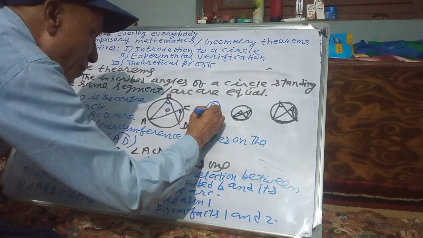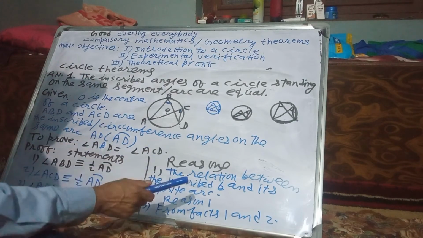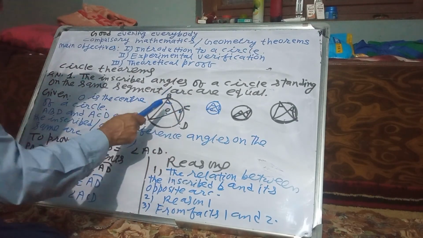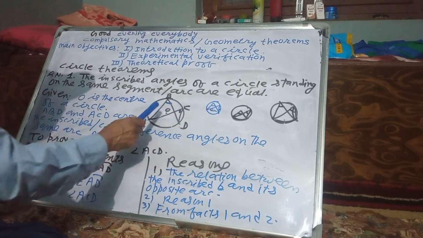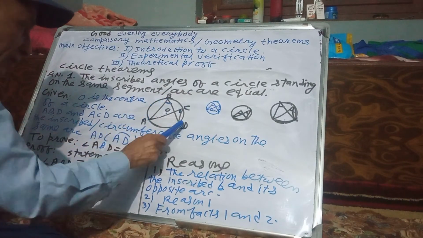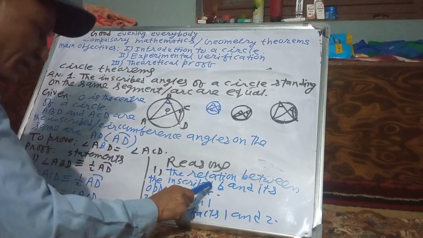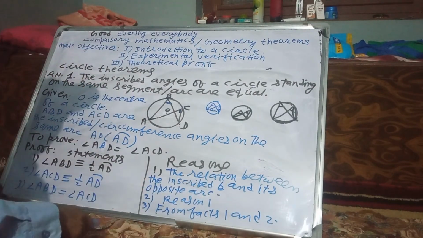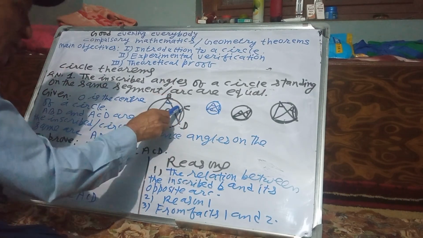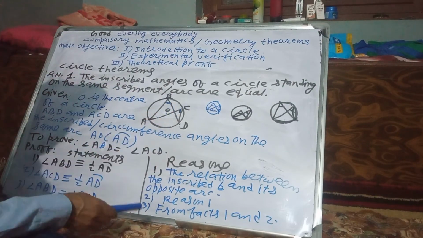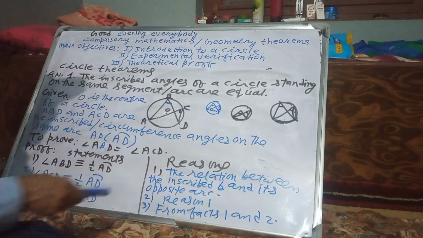This angle equal half of this equal half of this, and they are equal. But instead of showing the relationship between the inscribed angle and the central angle, it is easier to show the relationship between the inscribed angle and the opposite arc. Angle ABD equal half of AD. If the arc is small, the inscribed angle is also small. If the arc is big, the inscribed angle is also big. That means the size of the inscribed angle depends upon the size of the arc.